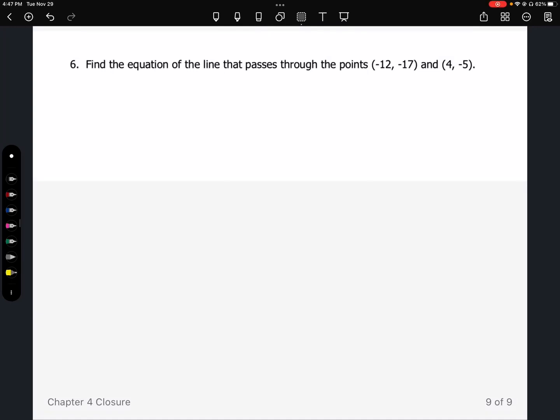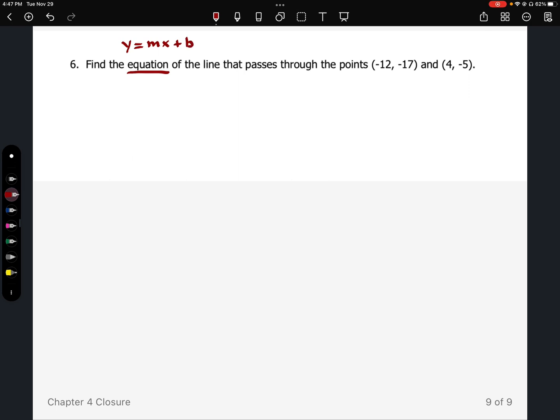All right, let's look at number 6 from the Chapter 4 Closure packet. The directions state, find the equation of the line that passes through the points (-12, -17) and (4, -5). So when we're asked to find the equation, we're talking about the equation in slope-intercept form. y is equal to mx plus b.